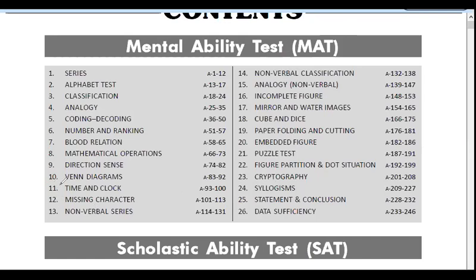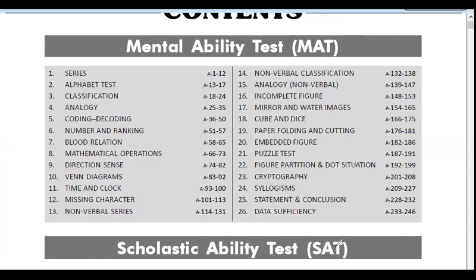So today we will just complete Venn diagram. Then in the next class, in this week itself, Kushagra, we'll see one by one. One day we'll see everything. First we'll complete Venn diagram today, then we will complete time and clock and blood relationship in the next class.